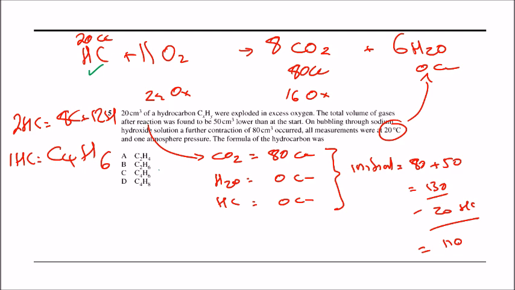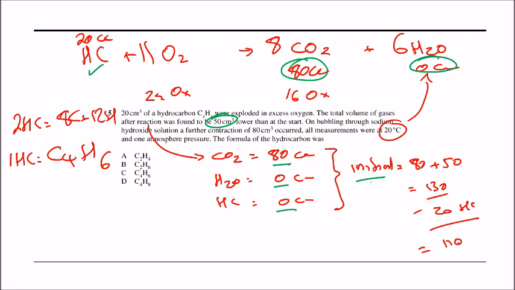We bubbled the gases through sodium hydroxide, and a further contraction of 80 occurred. That tells me that I made 80 cc's of the carbon dioxide. The whole thing was done at 20 degrees Celsius, so the gaseous contribution of the water is 0, because it's a liquid at that temperature. So let's see how we use this 50 cc's here to help us solve the problem. Well, during the reaction we made 80 of carbon dioxide, we made 0 of water, and the hydrocarbon at the end will have 0 because it's the limiting reactant.